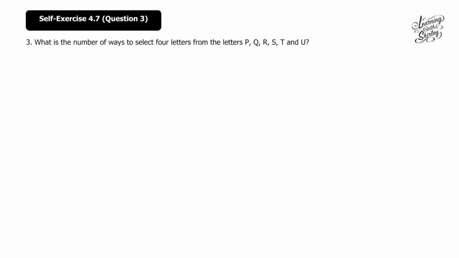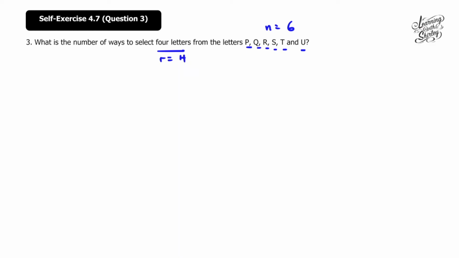Let's look at question number 3. What is the number of ways to select 4 letters from the letters P, Q, R, S, T, and U? So now let's determine what is the n and the r. So for here, from the letters, we have 1, 2, 3, 4, 5, and 6, which means that n is equals to 6. And then select 4 letters, which means that r is equals to 4.